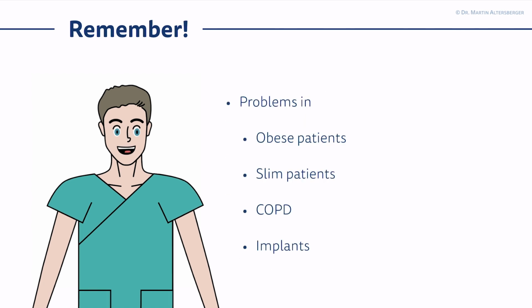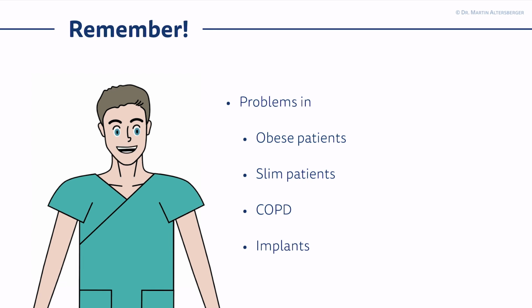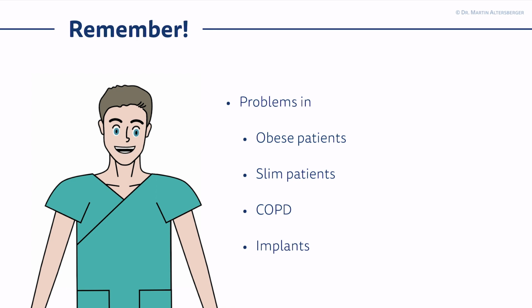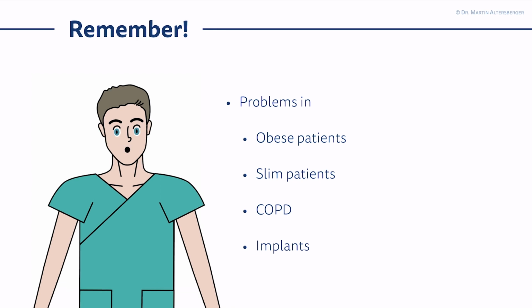There are some problems, of course, when the patient is severely obese or slim as well. It could be hard to find an optimal or a good view. You can use contrast in those patients to optimize your image quality. In COPD patients, it can sometimes be hard to get parasternal or also apical views. And in case of breast implants, sometimes they are just in your field of view, so it's harder to scan those patients.